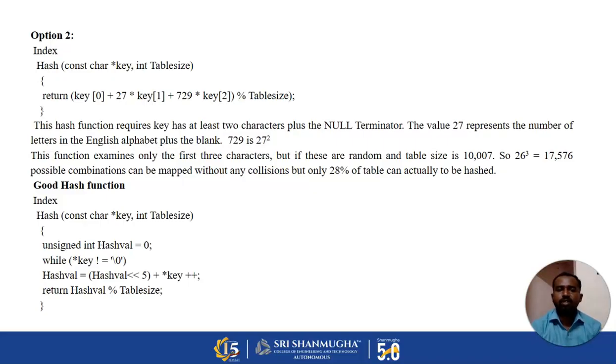This function examines only the first 3 characters, but if these are random and the table size is 10,007, then 26 cubed equals 17,576 possible combinations that can be mapped without any collision, but only 28% of the table can actually be hashed. A good hash function is needed. This is the example program.